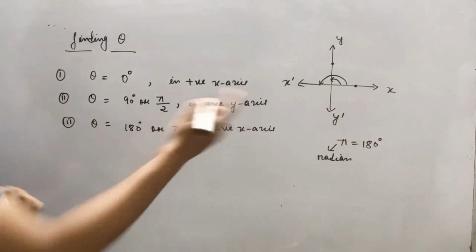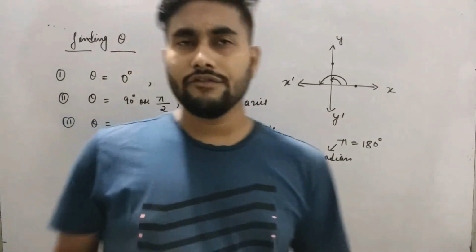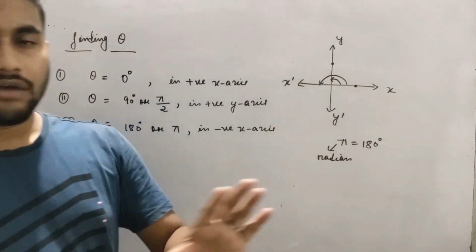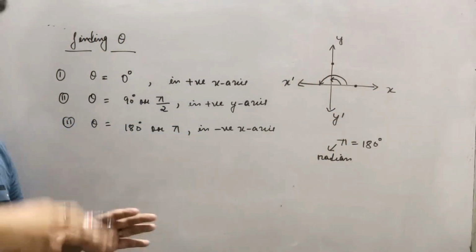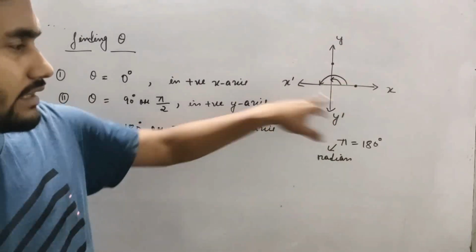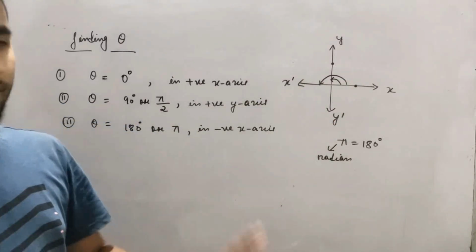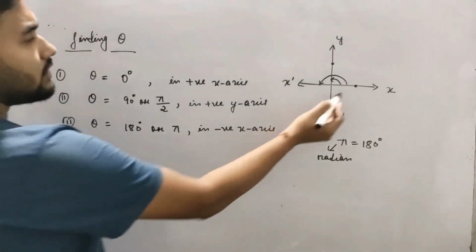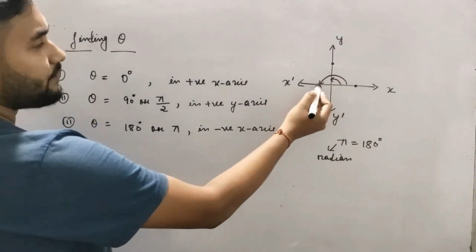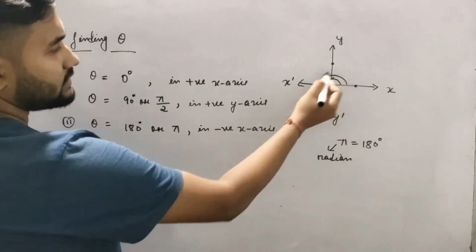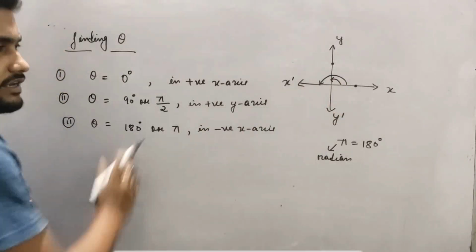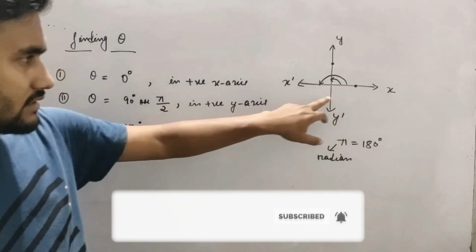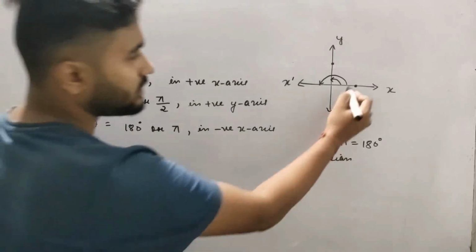Now one more thing is there. If the angle is rotating in anti-clockwise direction, your theta will be positive. And if you are considering the angle in clockwise direction, then your theta will be negative. Simple thing, one minus sign will come. So now see, if the point is lying over here, this is anti-clockwise direction, so 180 degree. We can also measure the angle like this, in the clockwise direction.